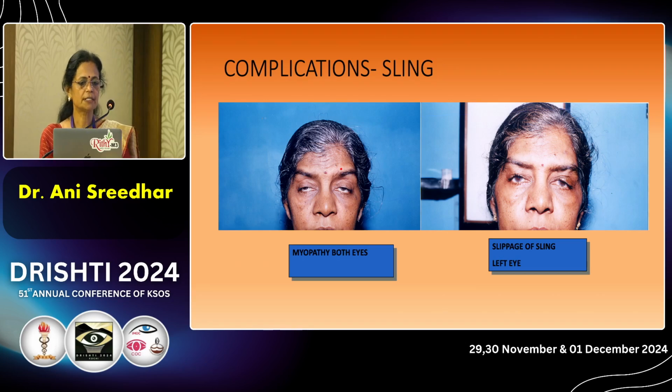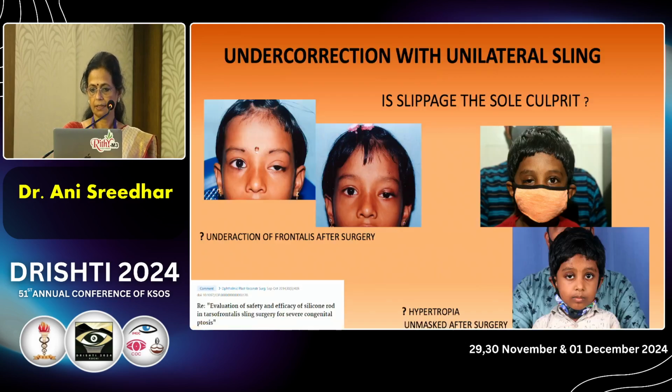Now coming to complications which are peculiar to sling, there can be a slippage from one side, but is slippage the sole culprit, or loosening of the sling the sole culprit? You can see that preoperatively you have to see if the frontalis of the patient is acting. If the frontalis is not acting, it means most probably the post-op sling will be undercorrected, because the patient is not lifting the eyebrow and you are hooking the sling onto the eyebrow. So you may have to resort to other methods, new methods like frontalis flap, etc., which I think Marian will elaborate.